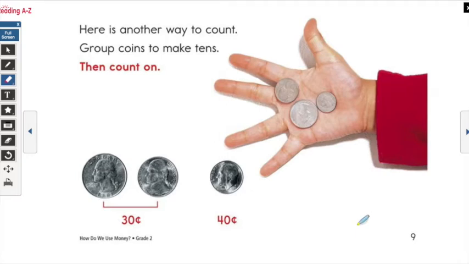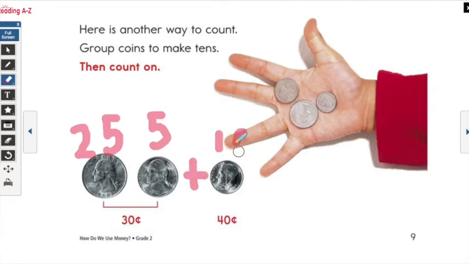Here is another way to count. You can group coins to make tens and then count on. 25 cents for our quarter plus 5 cents for our nickel is 30 cents. And then we add 10 cents for our dime coin. So 30 plus 10 equals 40 cents.